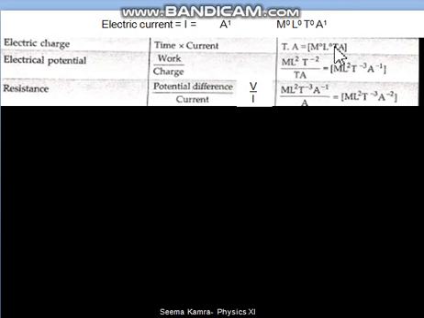In this sheet, we will understand some electrical quantities, and our target is to get their dimensional formulas. So we are starting with the first quantity, that is electric current.